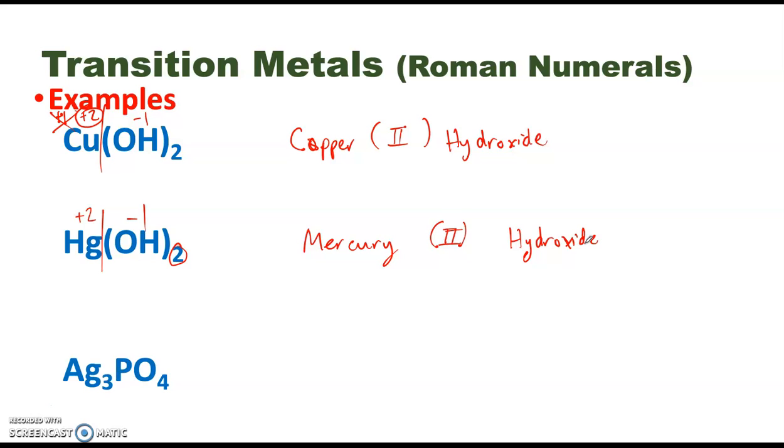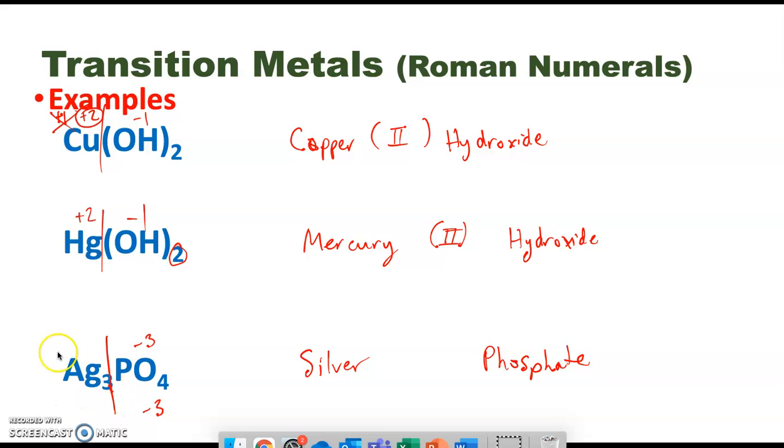And then the last example here, silver phosphate. So Ag is silver. PO4 is phosphate. And in this case, phosphate is a -3. There's no parentheses, so -3 times one of them is -3. That means this side has to be a +3. Now there's 3 of them, so those 3 silvers add up to a +3. That means each silver itself is a +1.